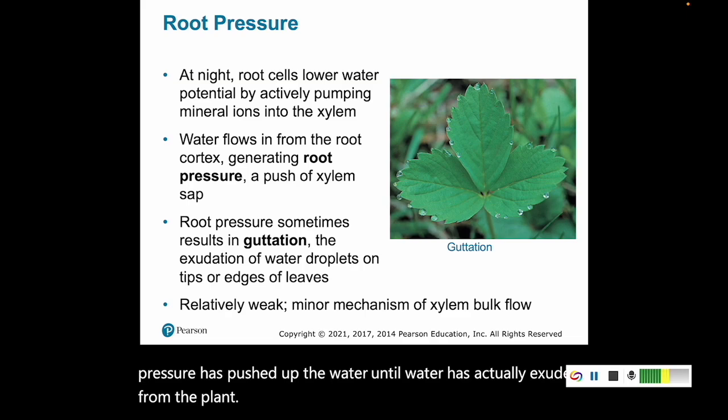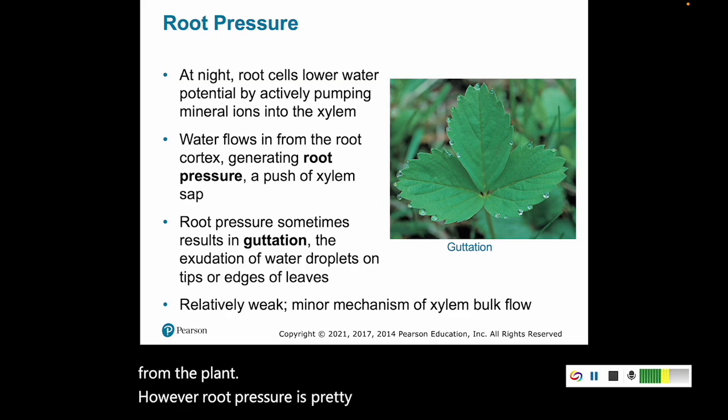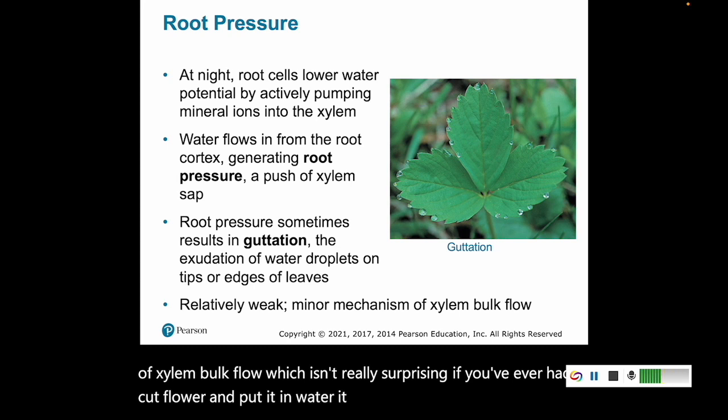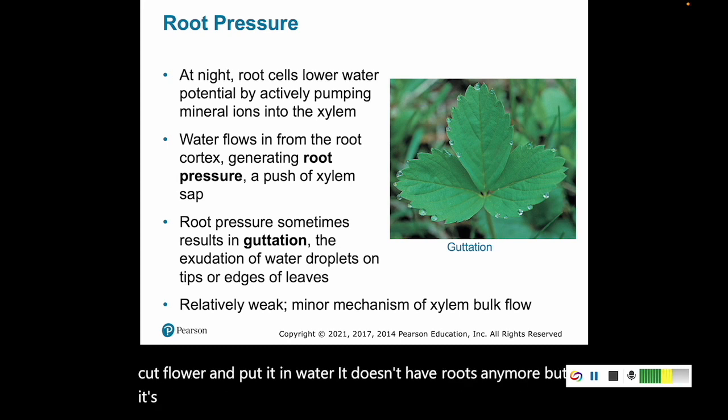However, root pressure is pretty weak, and it's a minor mechanism of xylem bulk flow, which isn't really surprising. If you've ever had a cut flower and put it in water, it doesn't have roots anymore, but it's still able to have water be pulled up the plant.